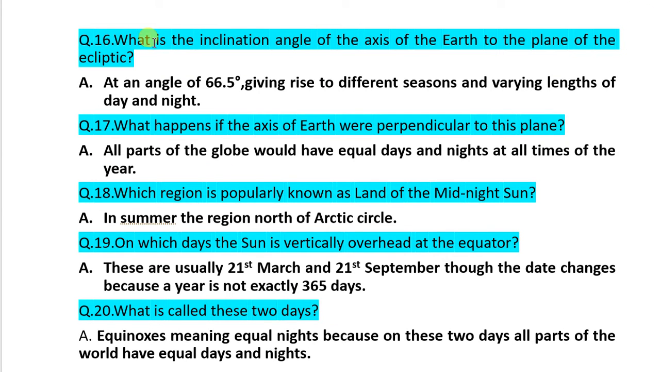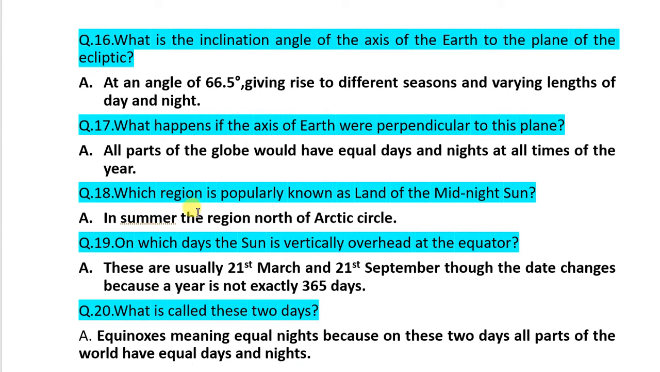Next question, what is the inclination angle of the axis of Earth to the plane of the ecliptic? Answer is at an angle of 66.5 degrees, giving rise to different seasons and varying lengths of day and night. Next question, what happens if the axis of Earth were perpendicular to this plane? Answer is all parts of the globe would have equal days and nights at all times of the year.